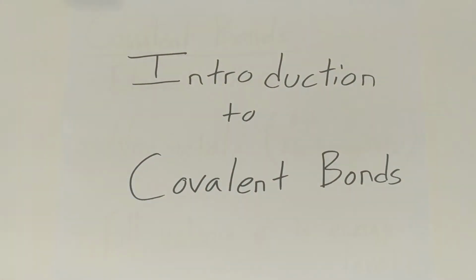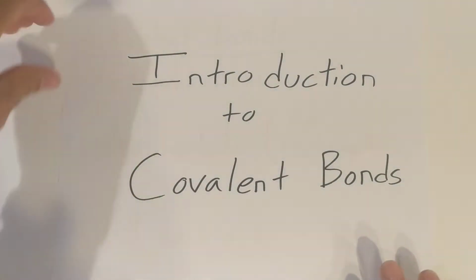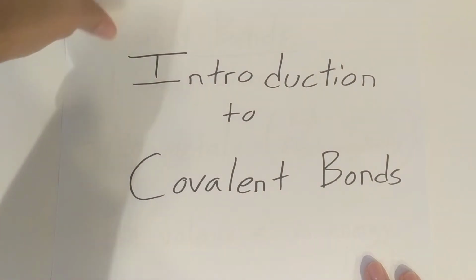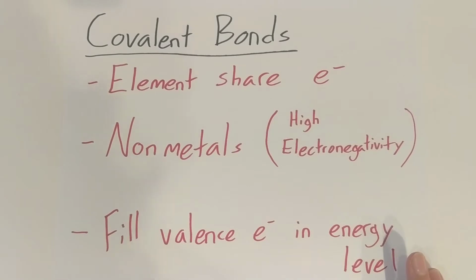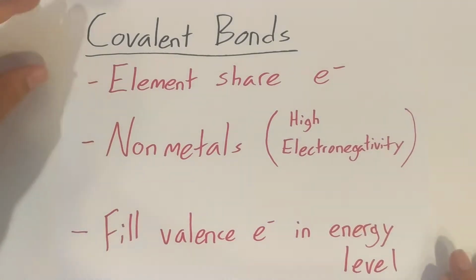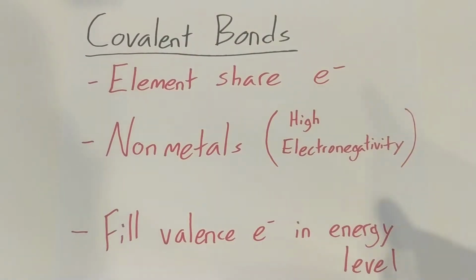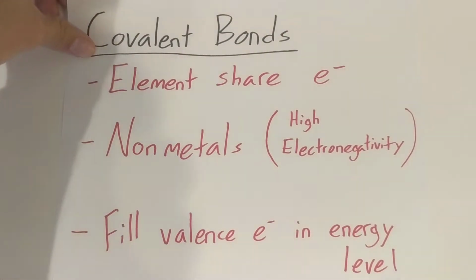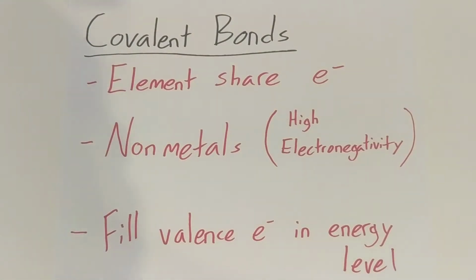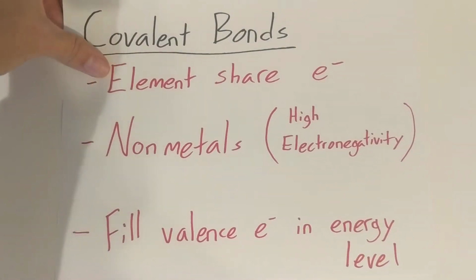This video is going to be our introduction to covalent bonds. So there's a few things we need to know about covalent bonds. The first thing is that elements share their valence electrons in covalent bonding, which is very different than ionic bonding, in which an element took an electron from another element. So let's go over an example of what it looks like when elements actually share electrons.